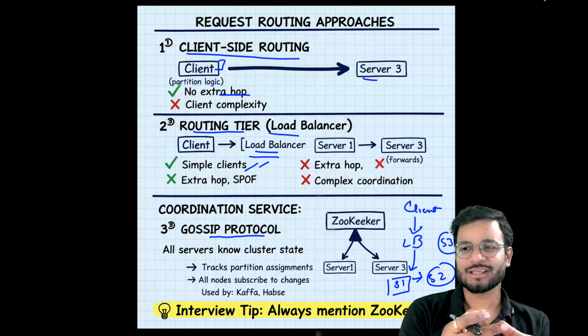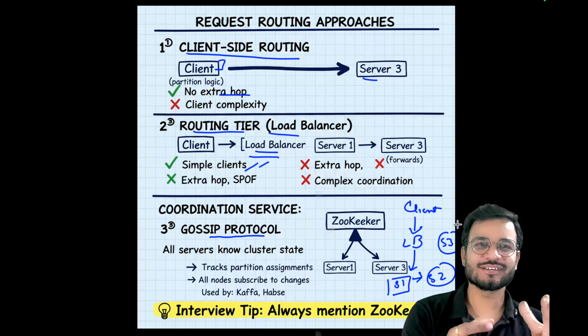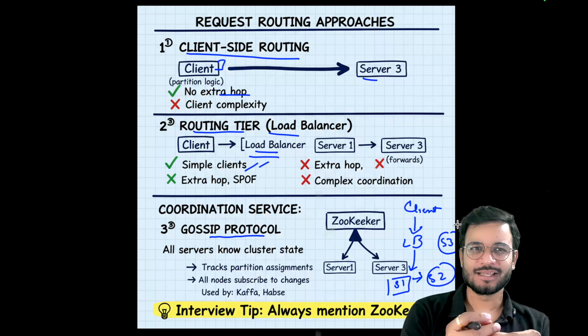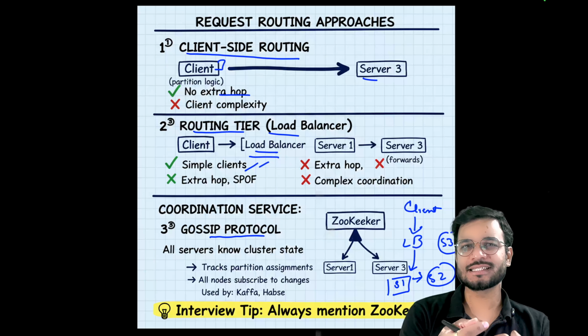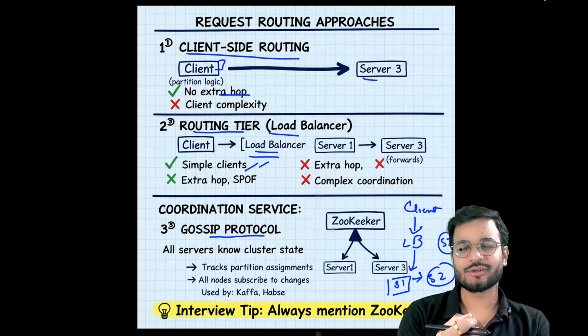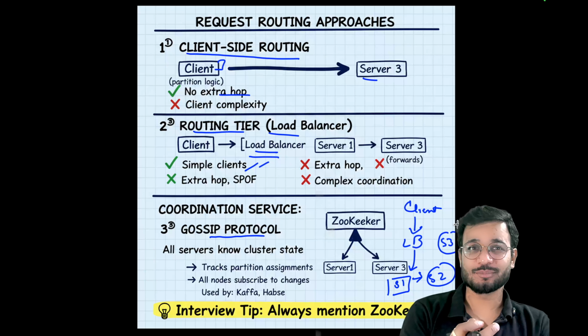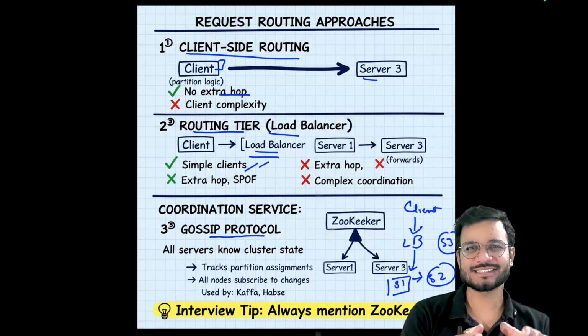So this way we will track all the partition assignments and all the servers know the cluster state. This is used by Kafka, HBase, and one of the modern routing algorithms, and even ZooKeeper. So always mention ZooKeeper in this type of question. And this is how you solve request routing of a highly scalable system.